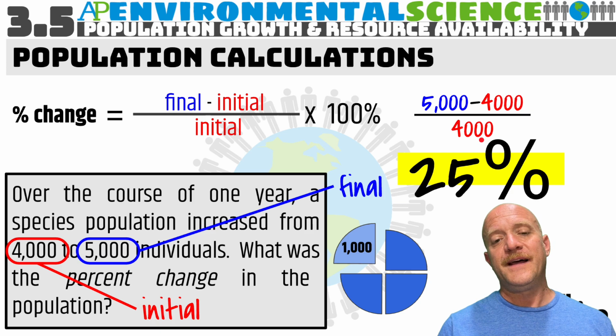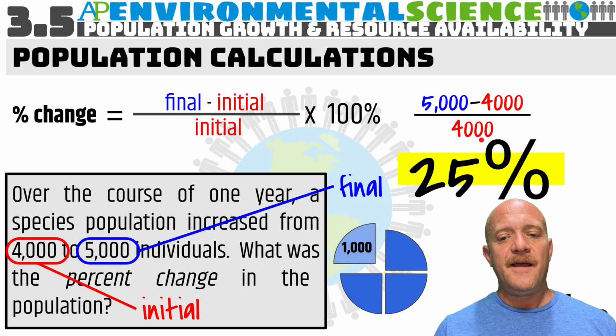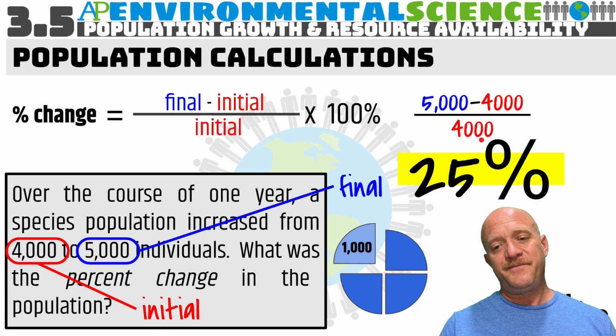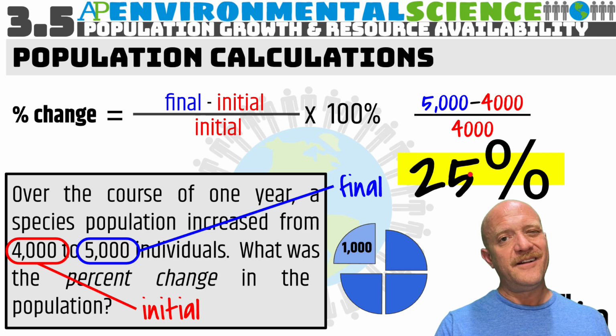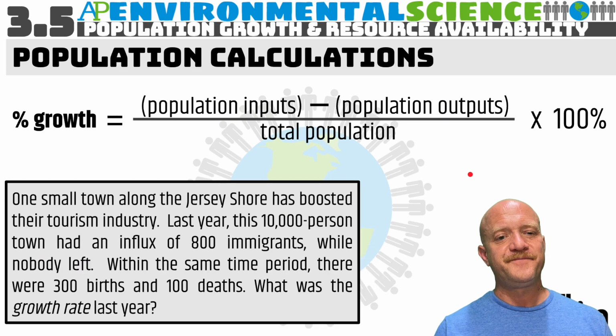Now, one way of visualizing that, if you think 4,000 and 25% of that is 1,000. So we actually did add 25% of the original population to the final population. Okay, this one might have been a little bit easy. Let's look at a different one.